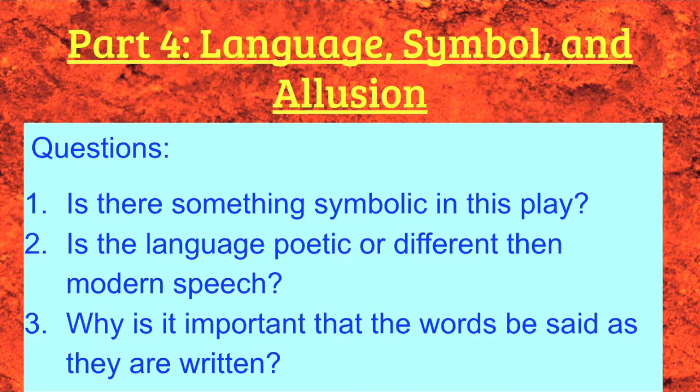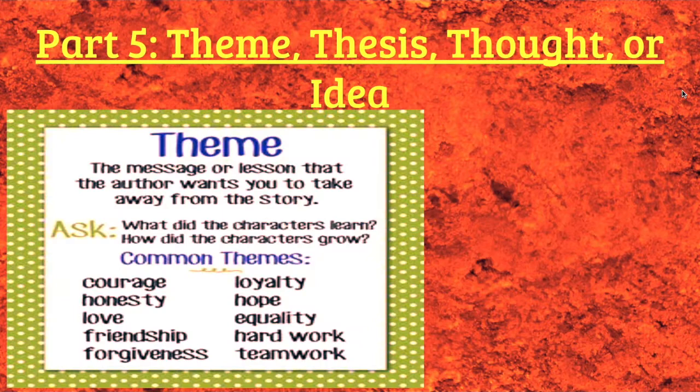Part 4, language, symbolism, illusion. Here are some questions you want to ask. Is there something symbolic in this play? Is the language poetic or different than the modern speech I have? Is the language more Shakespearean? Or is it more poetic? Or is it in a different style than I'm used to? That's very important. Why is it important that the words be said as they were written? Are they written in a particular way that it means something more? So those are things to consider when you're talking about language and symbolism.